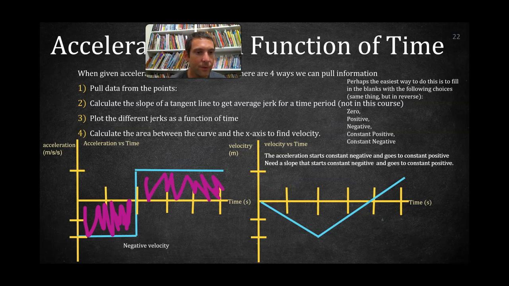And then finally, we can calculate the area between the curve and the x-axis to find our velocities. We've done that several times. So here's our area at 1 second. We have this area which is constant and negative, so our velocity was also going to be constant. Or excuse me, increasing in the negative because we have a negative acceleration.